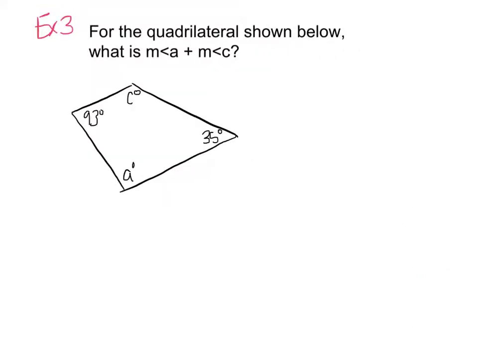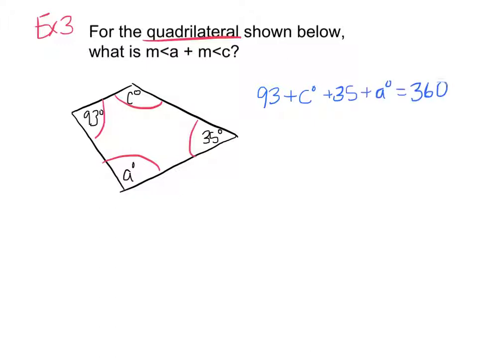For example 3, they say for the quadrilateral shown, what is the measure of angle A plus the measure of angle C? Well, first I see that this is a quadrilateral, and they're talking about angles here. So I know the angles in a quadrilateral add up to 360 degrees. That means 93 plus angle C plus 35 plus angle A should equal 360.